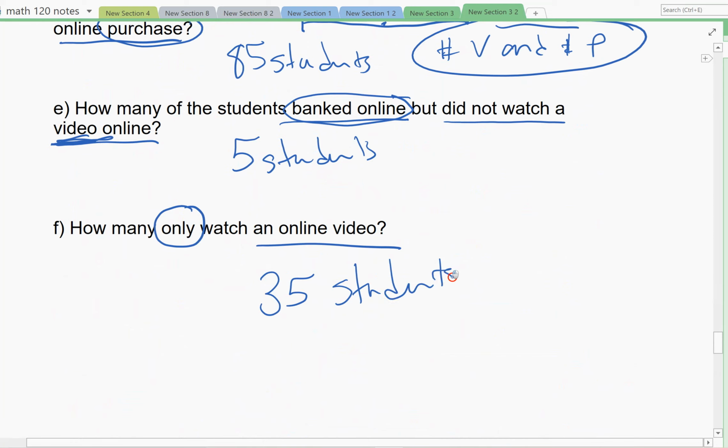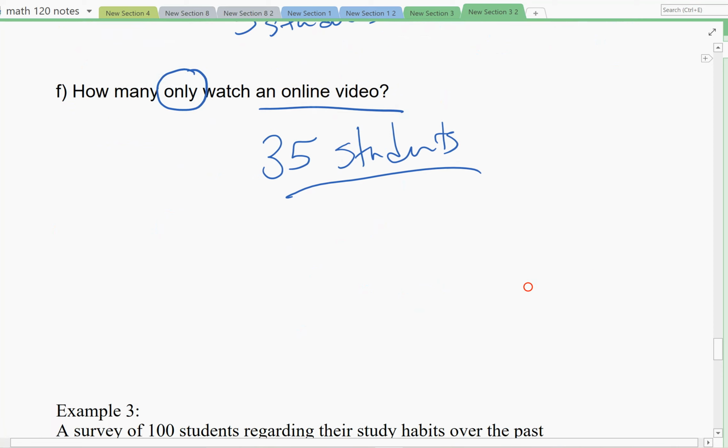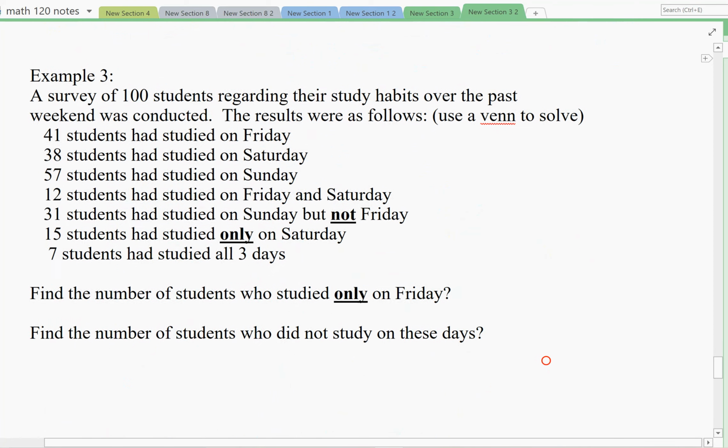All right, so that was an example of where we set up the Venn diagram and we used it to answer more than one question. You should be able to do that. All right, there are more than one type of question we can ask you based on a Venn diagram. All right, the next example.